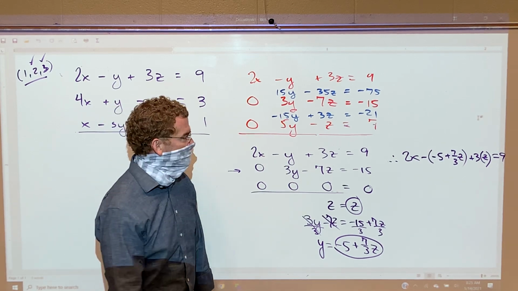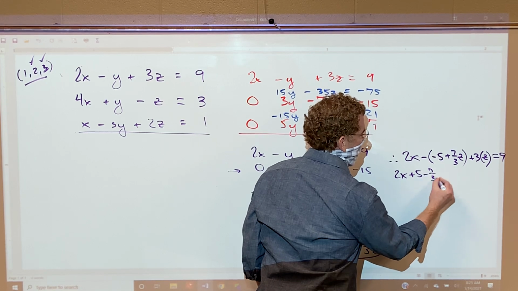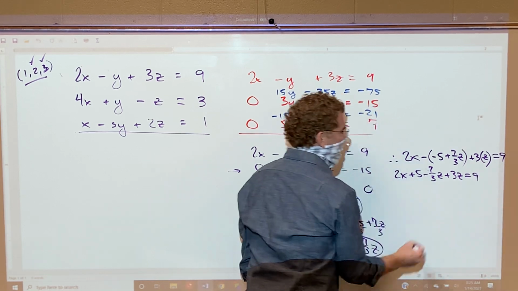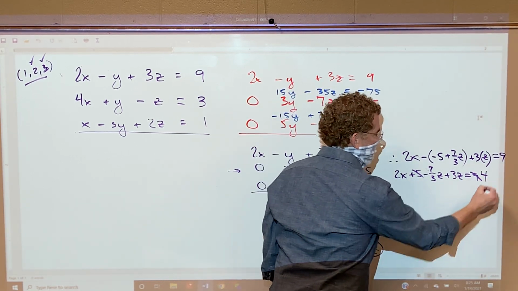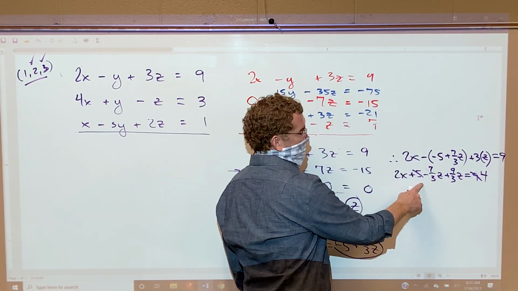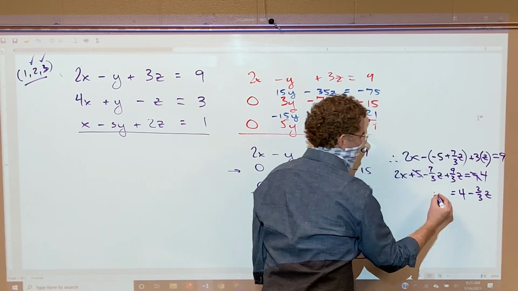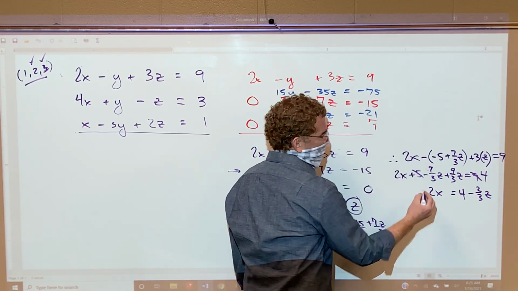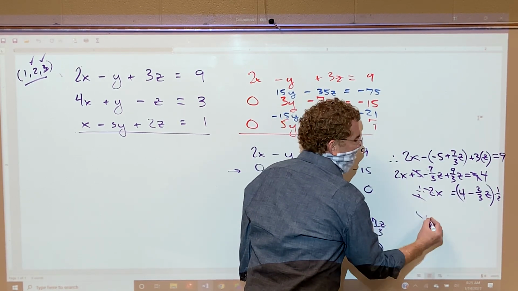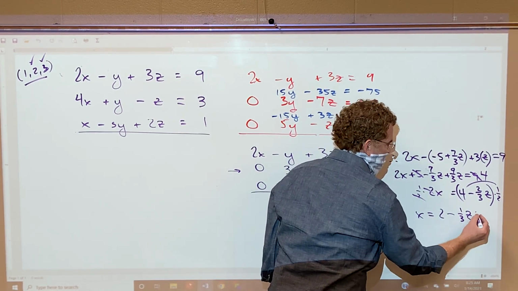So for here, you end up with 2X plus 5 minus 7/3 Z plus 3Z equals 9. So I'm going to subtract that 5. I'm going to find a common denominator here, make that a 9/3. That's a positive 2/3 Z. I'm going to subtract that. That gets me to this. And then I'm just going to multiply both sides by 1/2. And that gives me X equals 2 minus 1/3 Z.